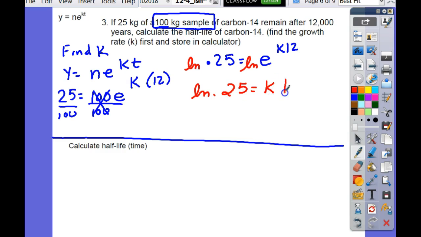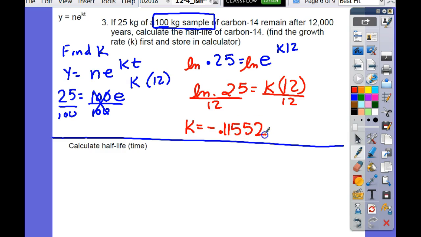The k times 12 comes out in front, and what's the ln of e going to be equal to? 1. So can we start leaving it off? The ln of e is equal to 1. 1 times 12 is still 12. And so we are going to divide by 12: the ln of 0.25 divided by 12.